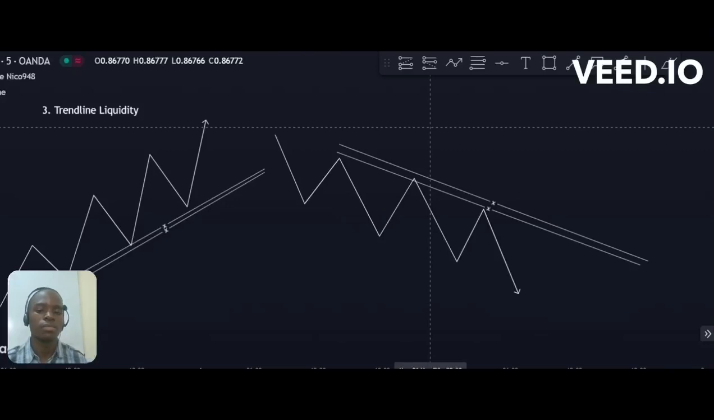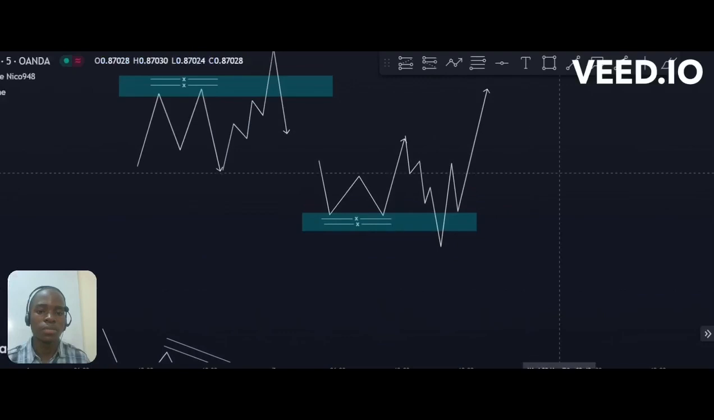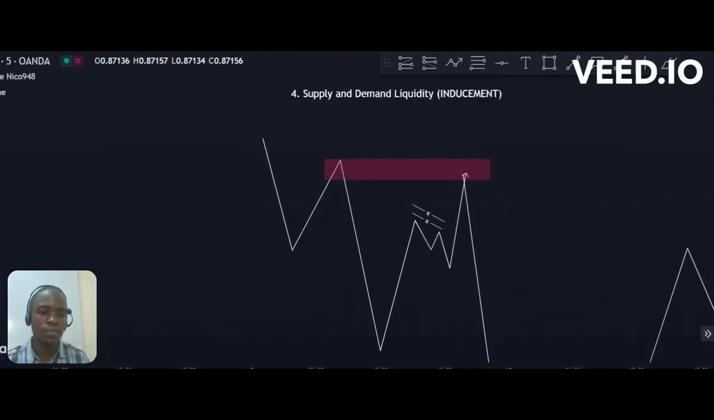We've looked at the area above any high and below any low. That is a liquidity. Then equal highs and equal lows, or you can call them double tops and double bottoms. Then we've actually taken a look at trend line liquidity. So now let's take a look at the fourth type of liquidity, known as supply and demand liquidity.